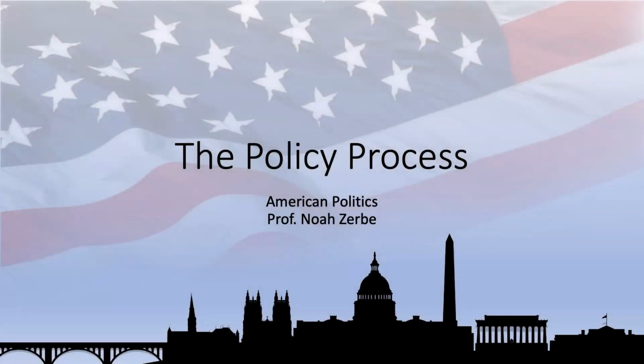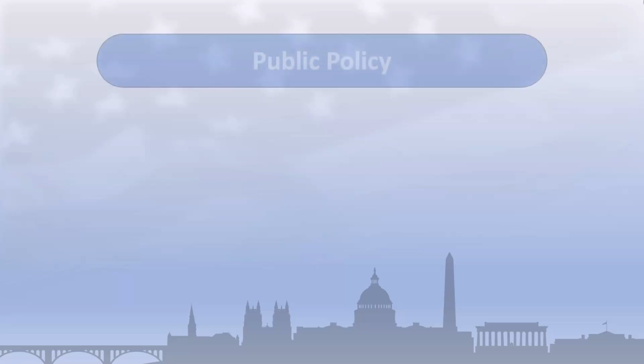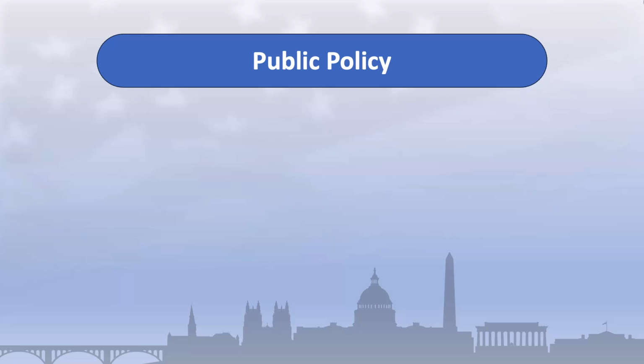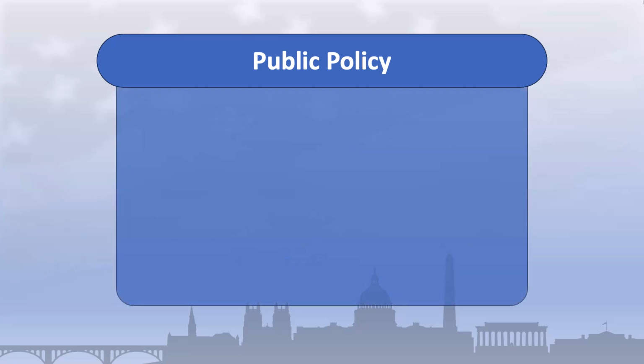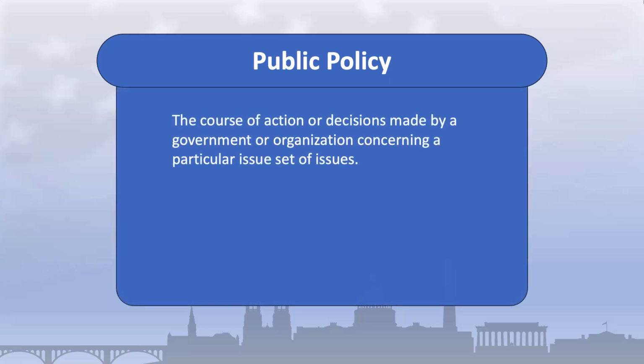This is one of a series of videos covering topics in American politics. In this video, we're going to explore the public policy process. But let's start by coming to terms with what we mean by public policy. In the simplest terms, public policy can be defined as the course of action or decisions made by a government or an organization concerning a particular issue or set of issues.